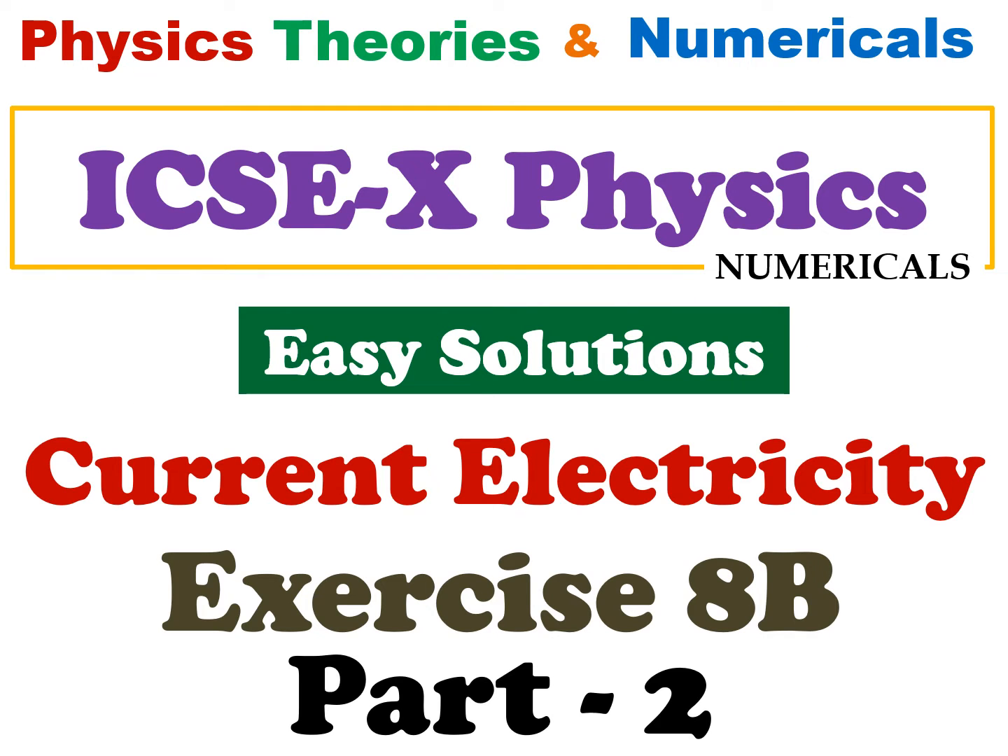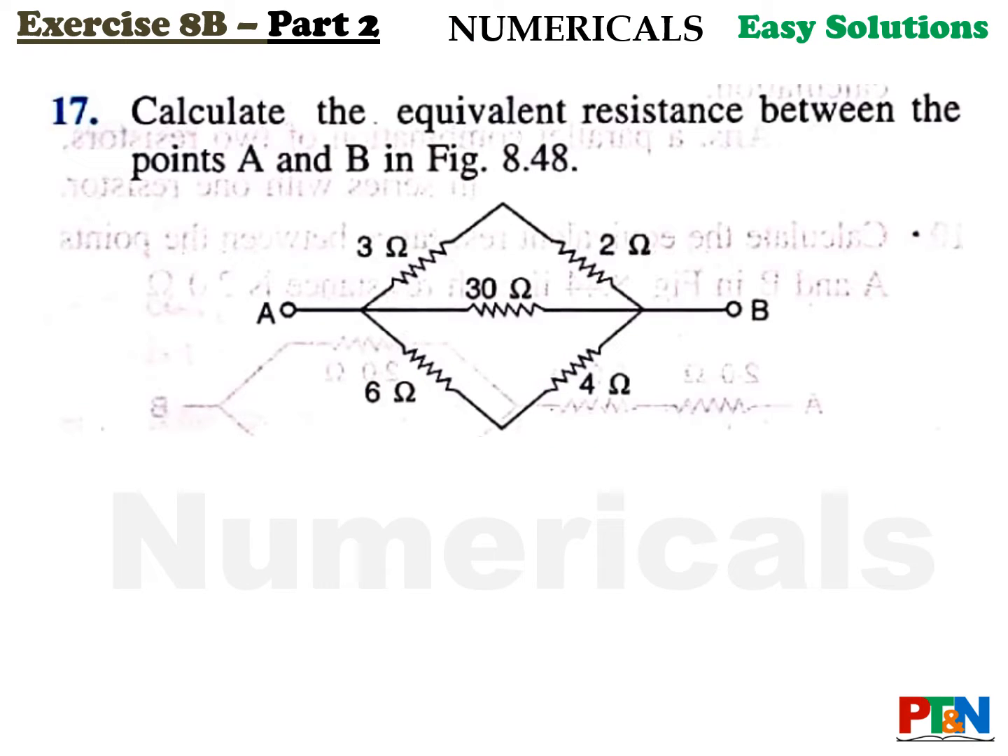Also, welcome to the Easy Solution series videos for ICSE Class 10 Physics, where we are providing you solutions to the numericals of Selina Concise Physics, the most read book in ICSE. This video is for current electricity, chapter exercise 8B. This is part 2 of that video. Now we'll start from where we left off in the part 1 video. We are starting from numerical number 17.